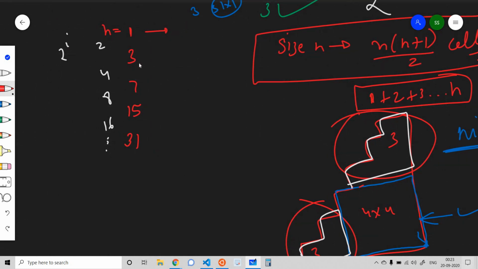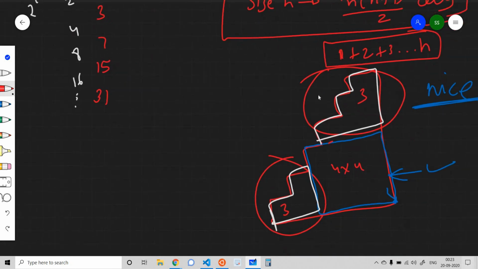And we have seen then for n equal to 3, that is also a nice staircase, so it will satisfy.